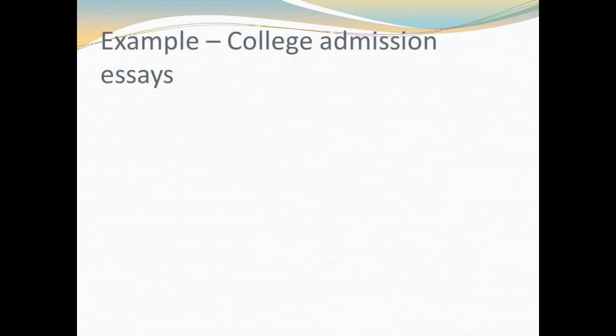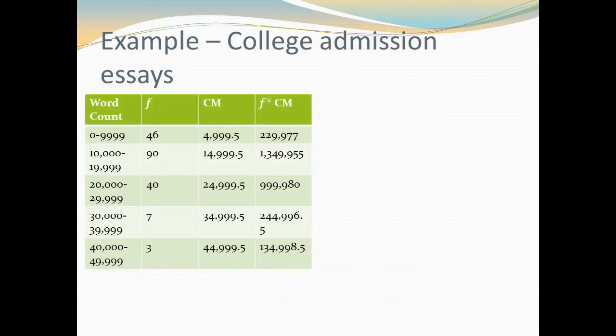So here's an example. Let's say we're talking about college admissions essays. The chart there at the left talks about 5 different classes, and we're doing a word count from 0 to 9,999, and so on and so forth. Hopefully you can see that the class width here is 10,000 words. So we have the word count and we have the frequencies. That's typically all you'll be given right from the get-go.